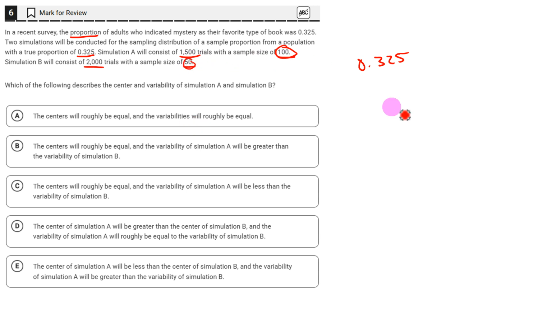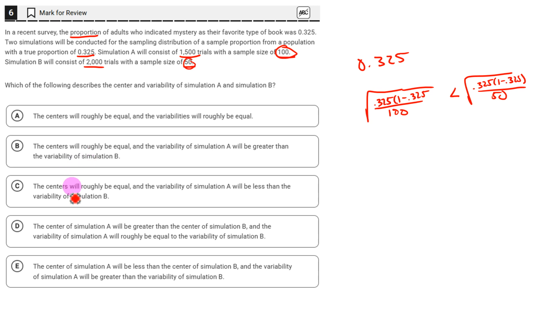than the sample of size 50, because we do 0.325 times 1 minus 0.325 over 100, and that's going to be less than 0.325 times 1 minus 0.325 over 50. So centers will be roughly equal.